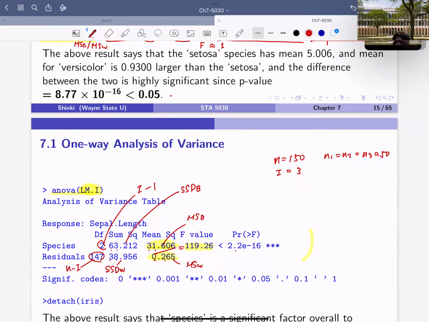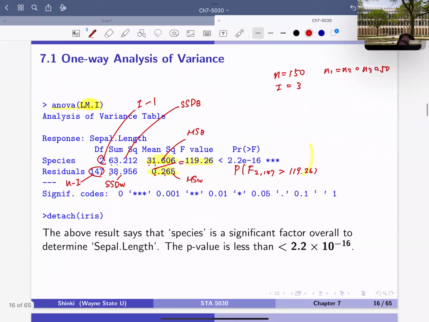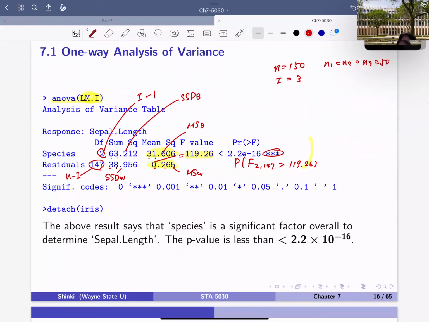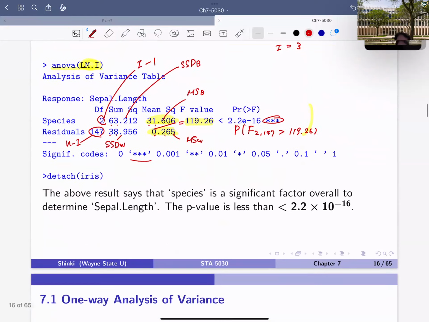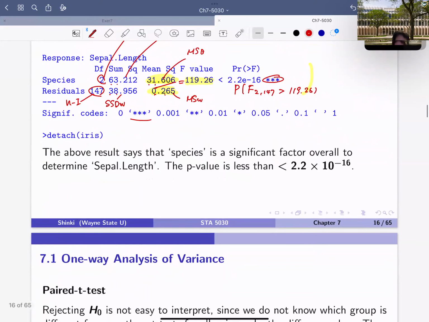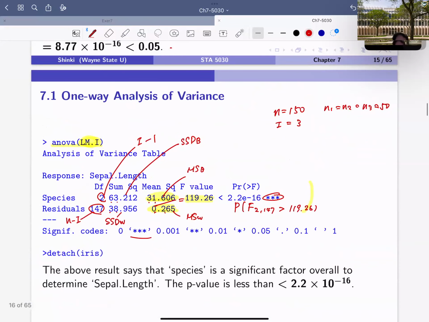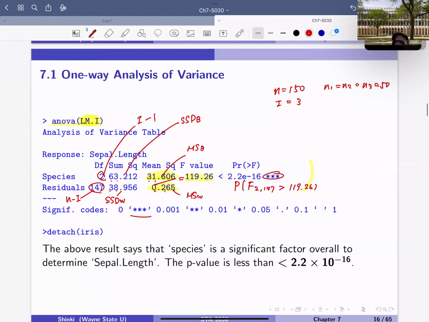And the p-value, that is the probability of the F distribution with degrees of freedom 2 and 147 being more than 119.26, is very small. You can see the triple star means the p-value is between 0 and 0.001. So anyway, this is a strong indication that the different species have different sepal lengths. So this is basically ANOVA, how to run the one-way layout and how to do one-way ANOVA, that is the test.